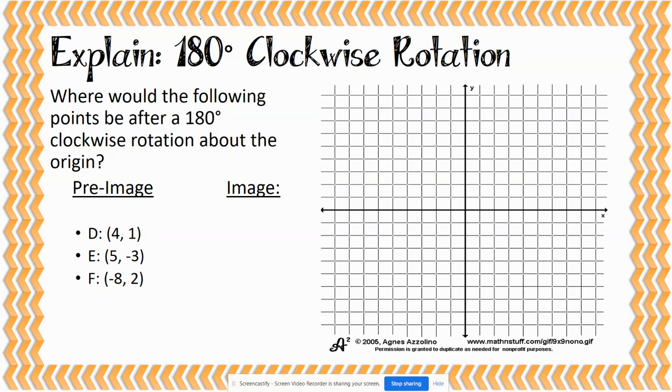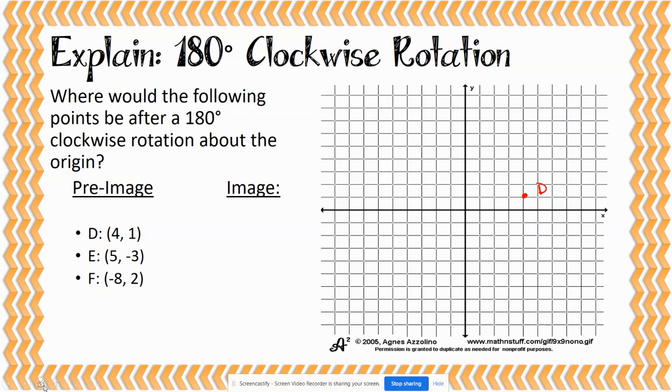Now let's look at this problem. We are going to rotate these points 180 degrees about the origin. So if I start with point D, it's located at (4, 1). So that's right 1, 2, 3, 4, and then up 1. So this would be point D.